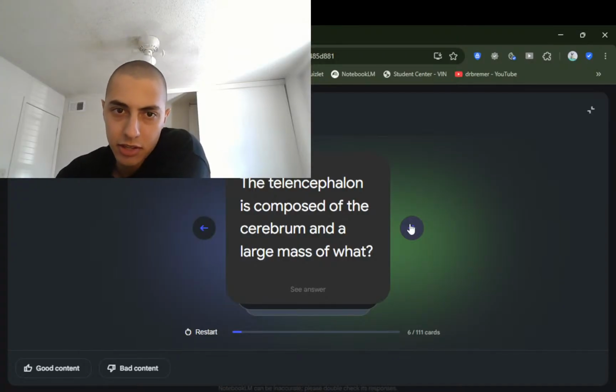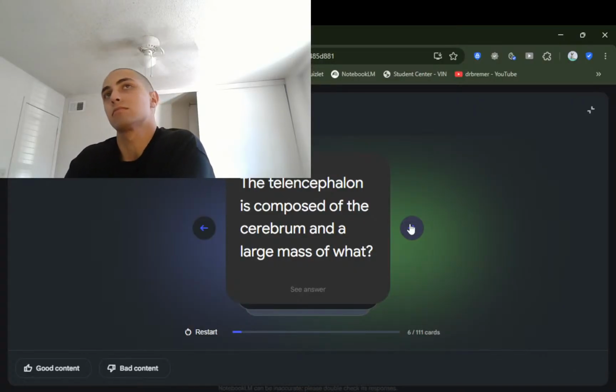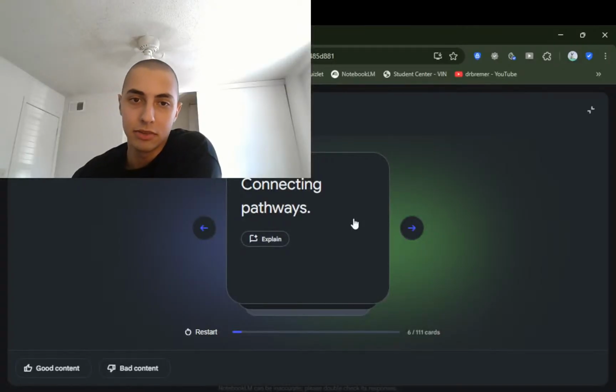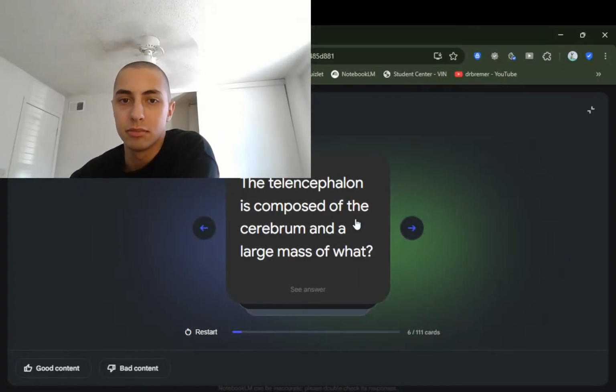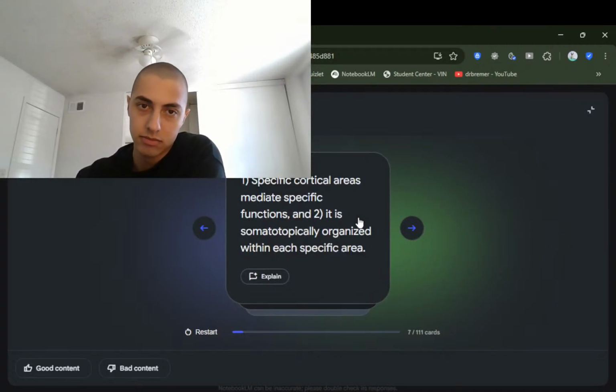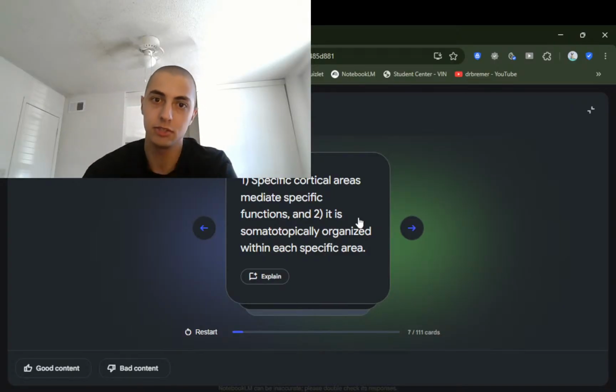The telencephalon is composed of the cerebrum and a large mass of what? Gray matter? No, connecting pathways. The telencephalon is composed of the cerebrum and a large mass of connecting pathways. In what two ways is the cerebrum topographically organized? It has specific cortical areas which mediate specific functions, and it is somatotopically organized within each specific area.